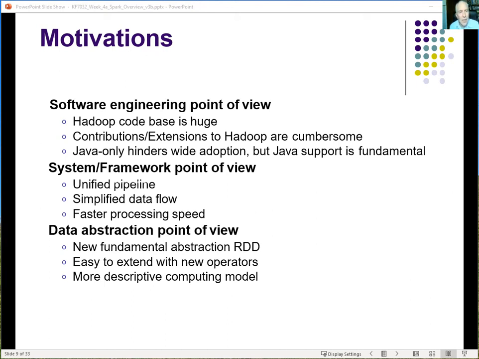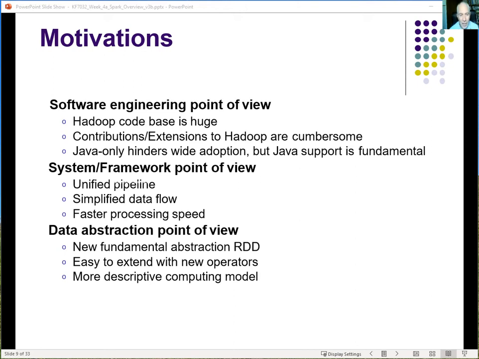So what are the motivations behind Apache Spark? Firstly, Hadoop was very successful. Hadoop's widely used in enterprises that have got a lot of resources. However, extending Hadoop is quite difficult, and Hadoop is also Java only. So although Spark is based on the JVM, it also supports interfaces to Python and Scala.